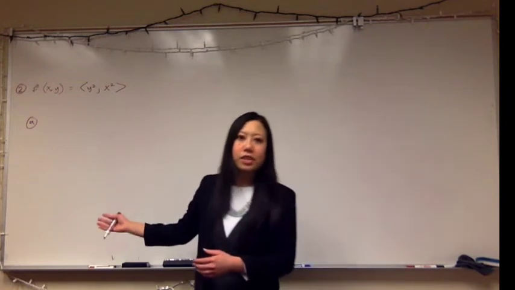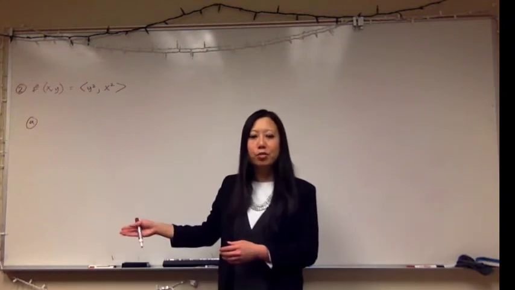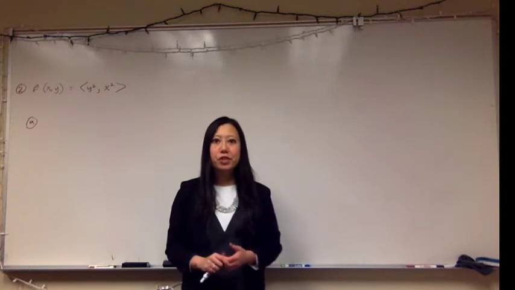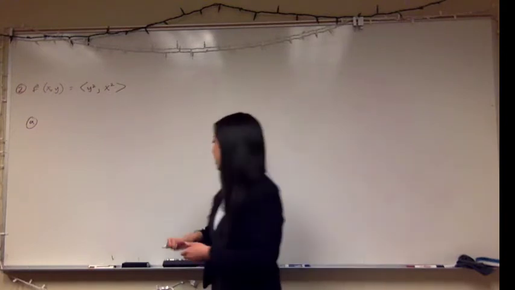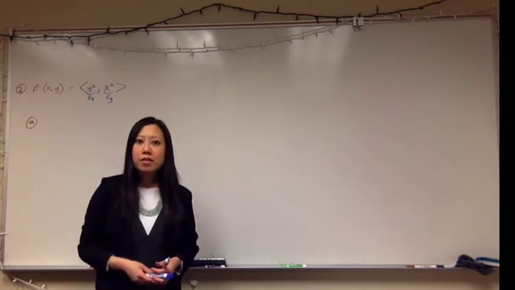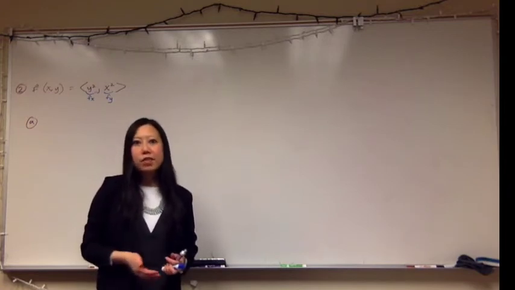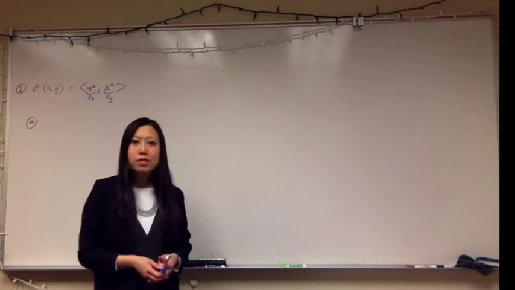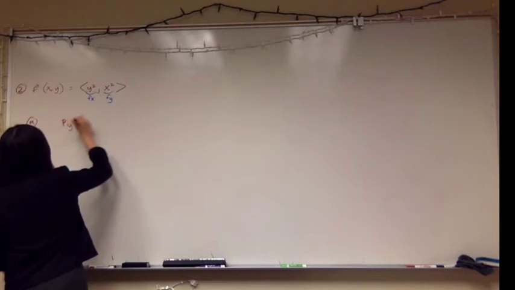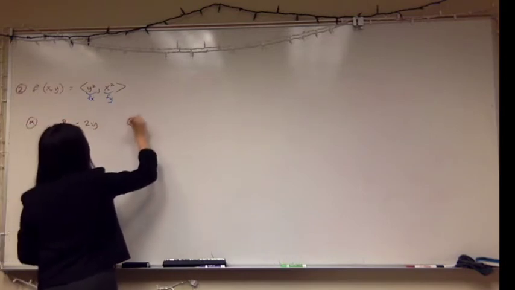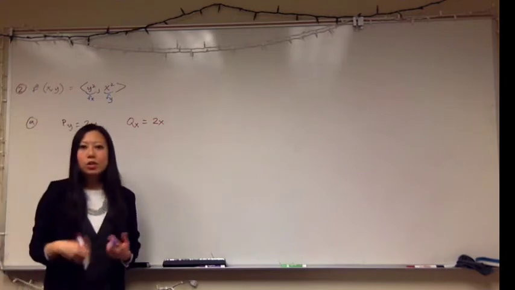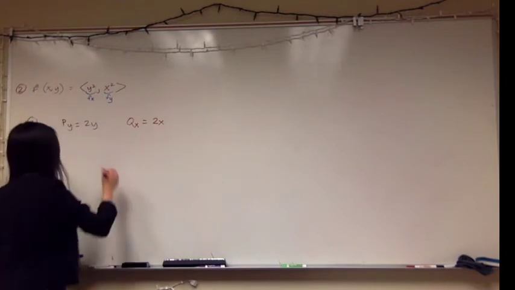Well, let's get started with this problem. This is number 2 in the review day packet. Here, I wanted to first determine whether f is conservative. If f is conservative, then I know that p equals f sub x and q equals f sub y. So then I see if their mixed partial derivatives are equal to each other. I find p sub y, which is 2y, and q sub x, which is 2x. Those are clearly not equal, therefore f is not conservative.